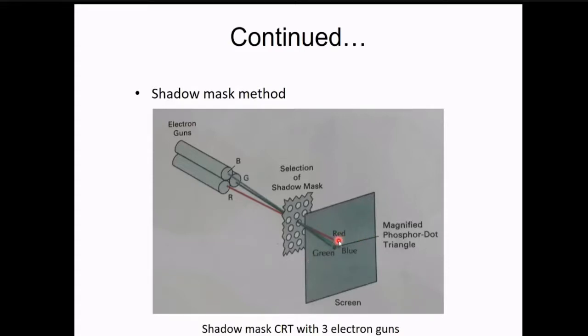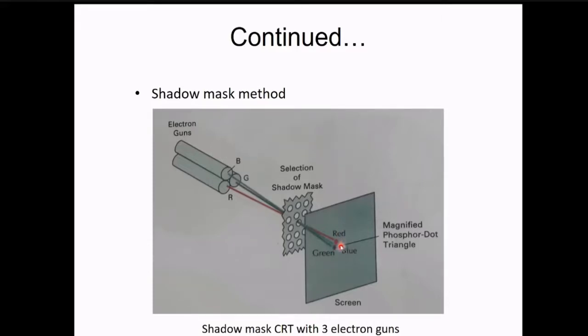If it wants to show some kind of neon color or something, then it will do it with the help of particular intensities of these three colors. So that is the basic fundamental of the shadow masking technique. And what it says is magnified phosphor dot triangle. Triangle in the sense that if you zoom in very closely, then it will appear to you like a triangle.